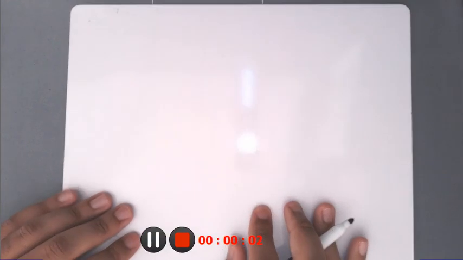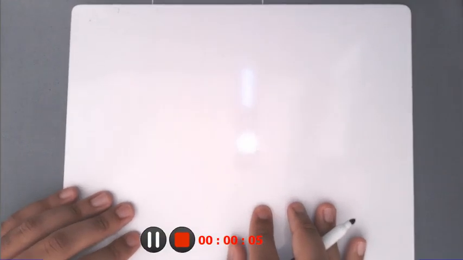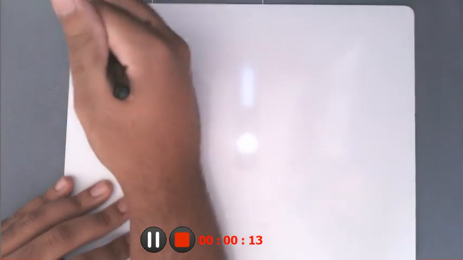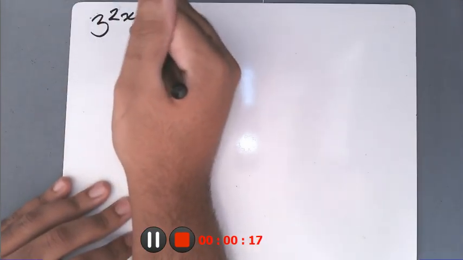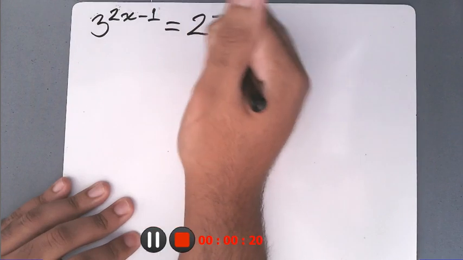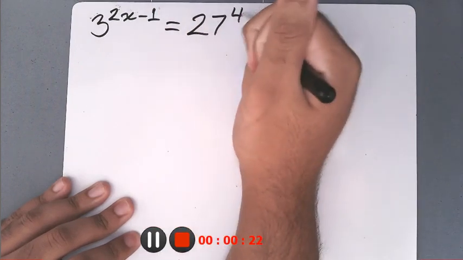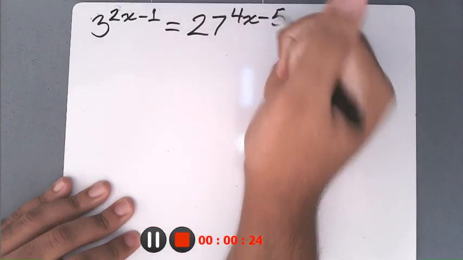Hello, today I'm going to go over exponential problems and switching in between logarithmic form and exponential form. So I'm going to start off with 3 to the 2x minus 1 equals 27 to the 4x minus 5.